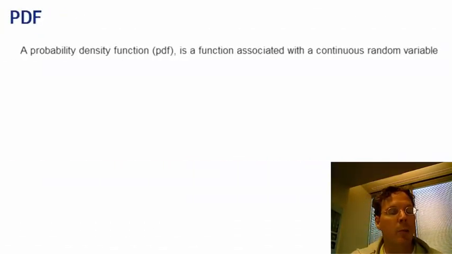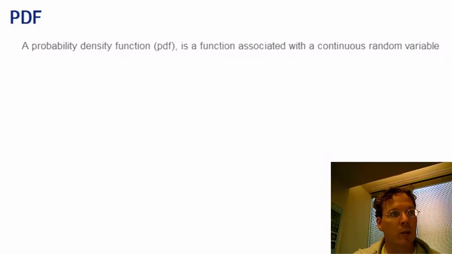In contrast to the probability mass function, which assigns probabilities to specific values for discrete random variables, is the probability density function, which is associated with continuous random variables. Just like a probability mass function has specific rules that it has to follow, a probability density function has specific rules that it has to follow.